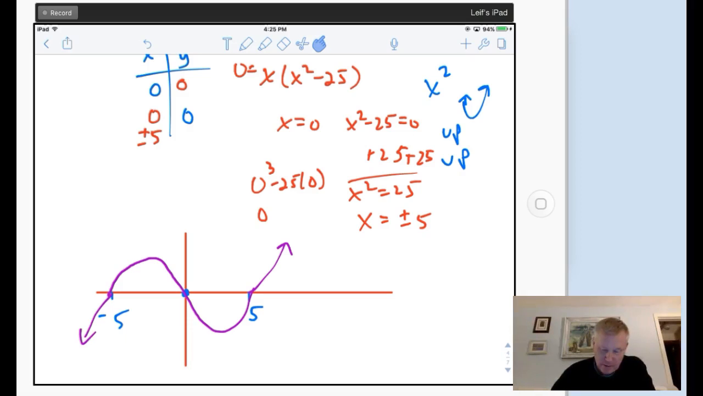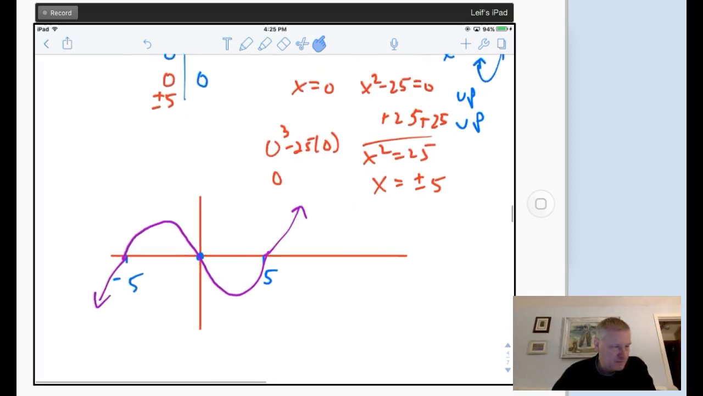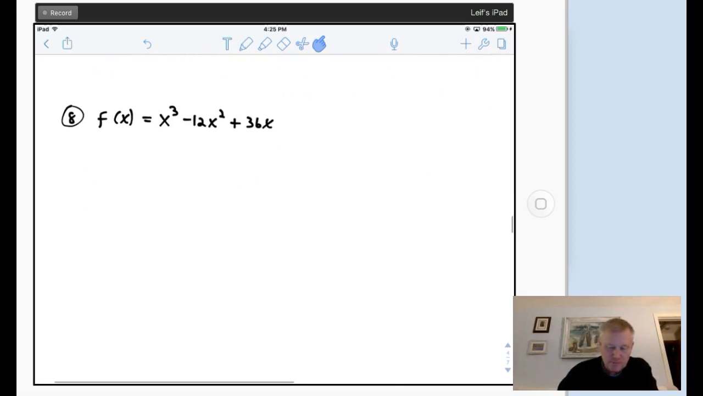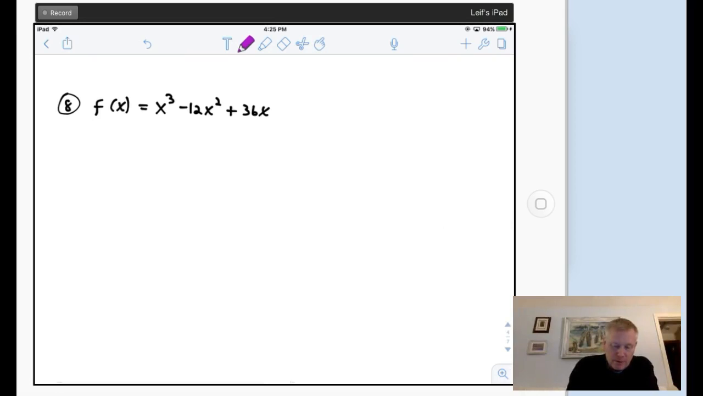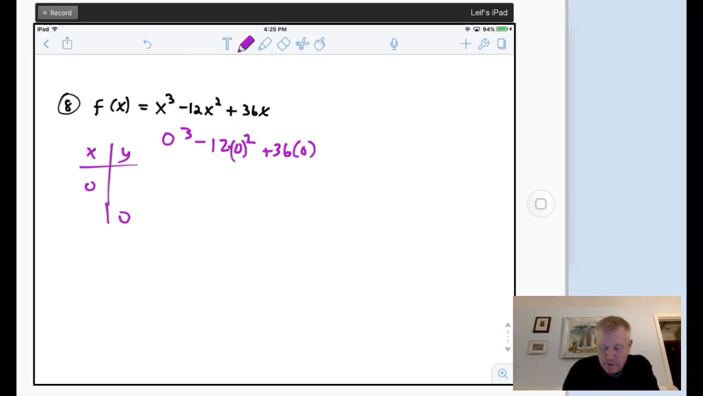All right, I got the x-intercept, the y-intercept. All right, next one. This one. So if I do the same setup here, I got x, I got y, put in 0 for x, 0 for y. Well, if I plug in 0 for x, I get 0. Put that in parentheses. So that's all 0, right? That's a nice easy one.